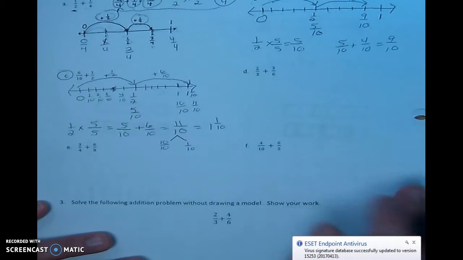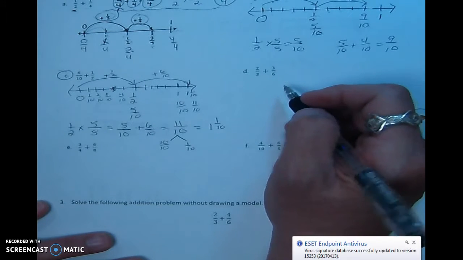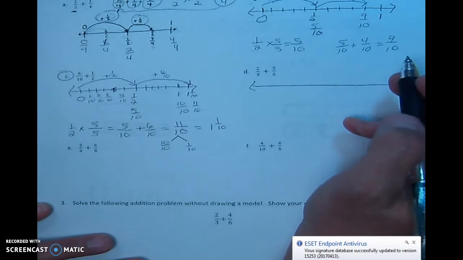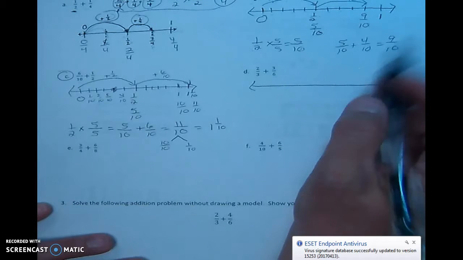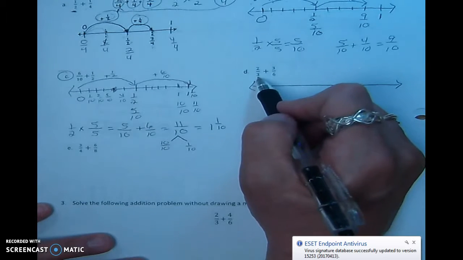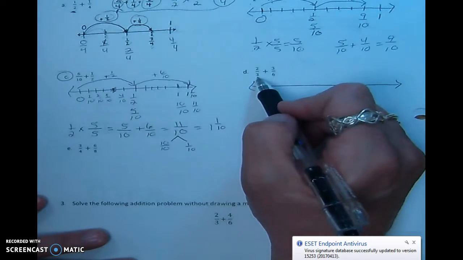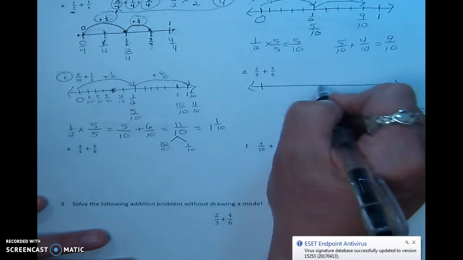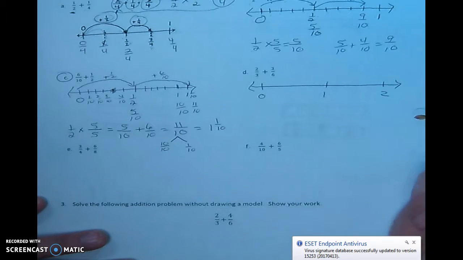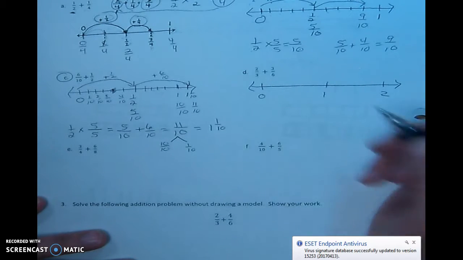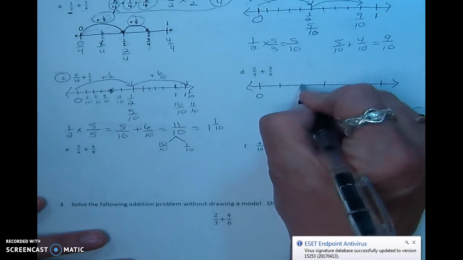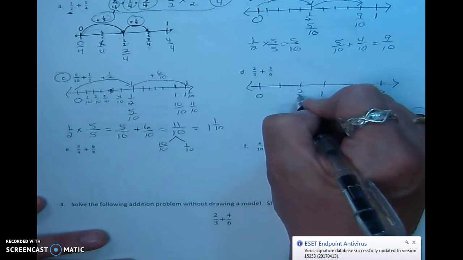Okay, so let's look at letter D. Is this going to be larger than or smaller than 1? I think it's going to be larger than 1 because 3/6 is half, and 2/3 is larger than half. So I'm going to make a number line that has 0, 1, and 2. Now I'm going to split that up into thirds. So here's my 2/3.